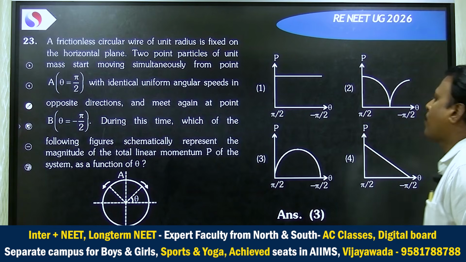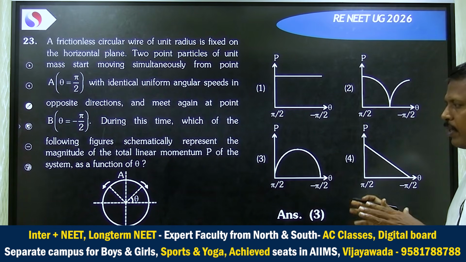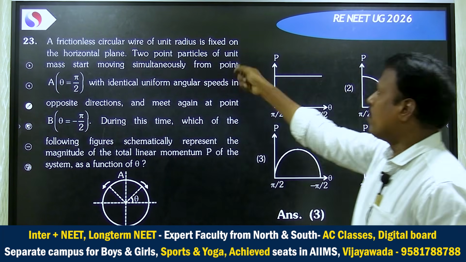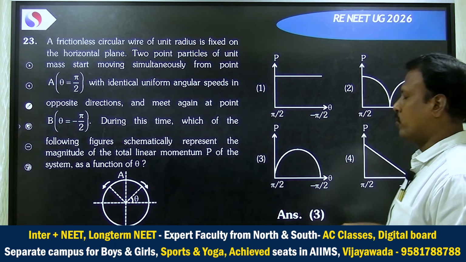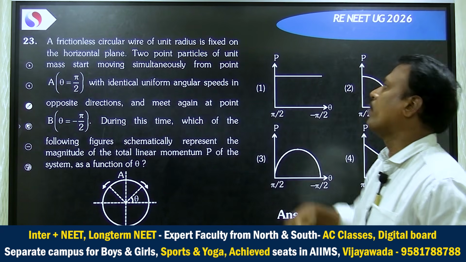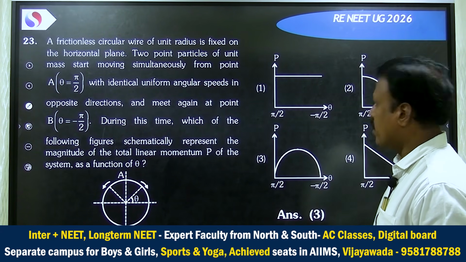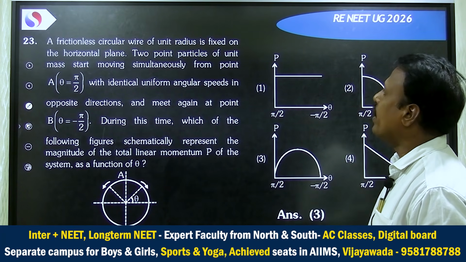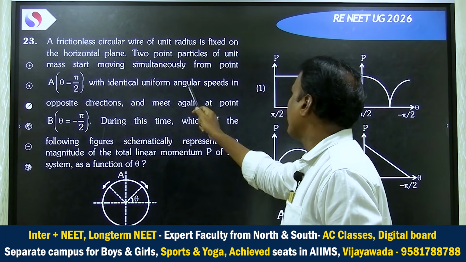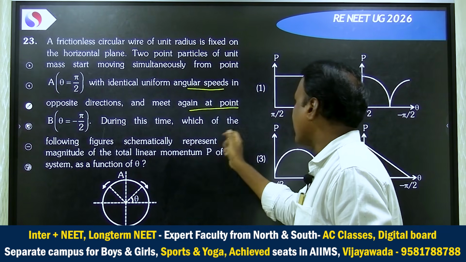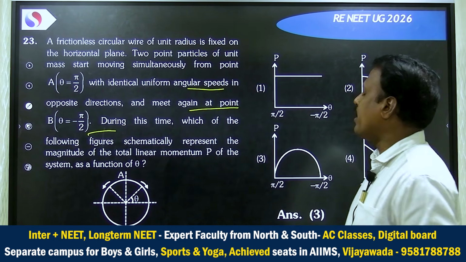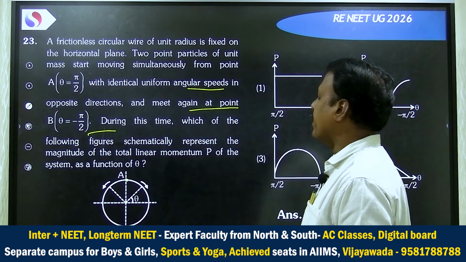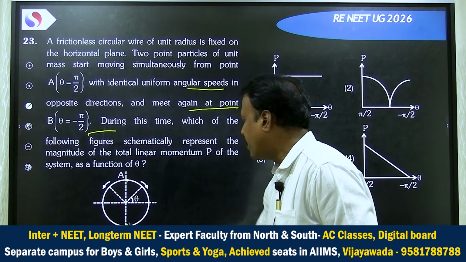Look here, this is from the oscillations topic. In this particular problem, 2 particles are fixed on a circular wire of radius r, fixed on a horizontal plane. So this is a circular frame. The 2 particles start moving with uniform angular speeds and meet again. Initially they were at pi by 2, that means they started here at A and finally they meet here at B.